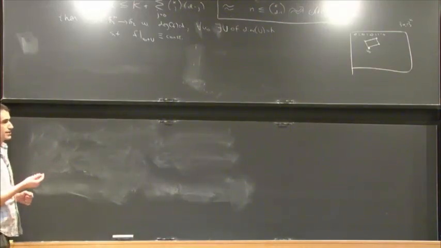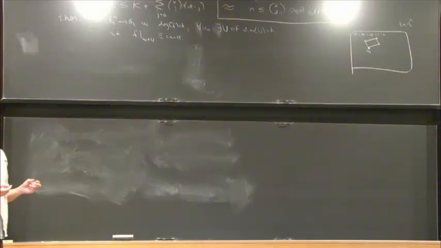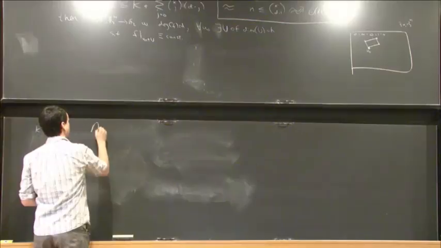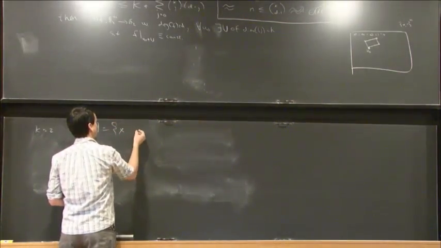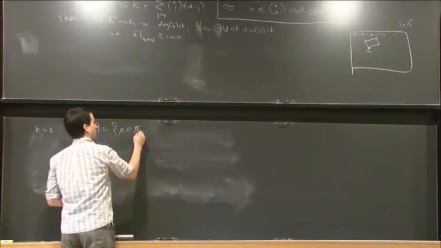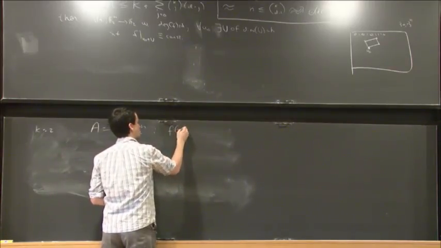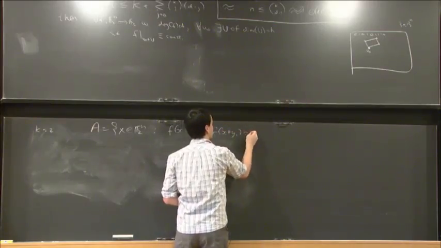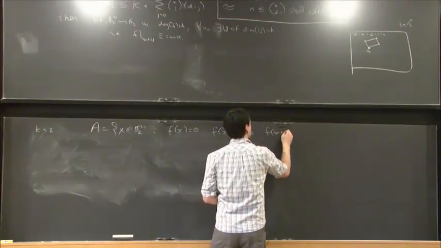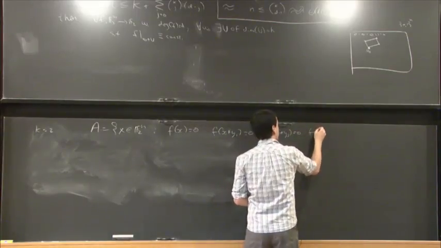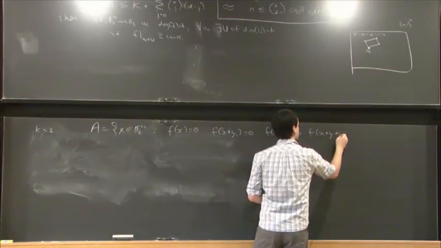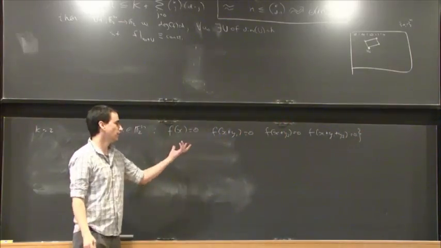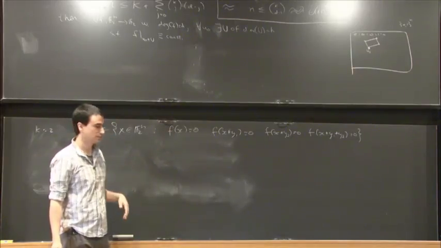Let's take the case k equals 2. So we have a subspace of dimension 2. And we write A as the set of all solutions to f of x equals 0, f of x plus y1 equals 0, f of x plus y2 equals 0, and f of x plus y1 plus y2 equals 0. So these are 4 equations of degree d.